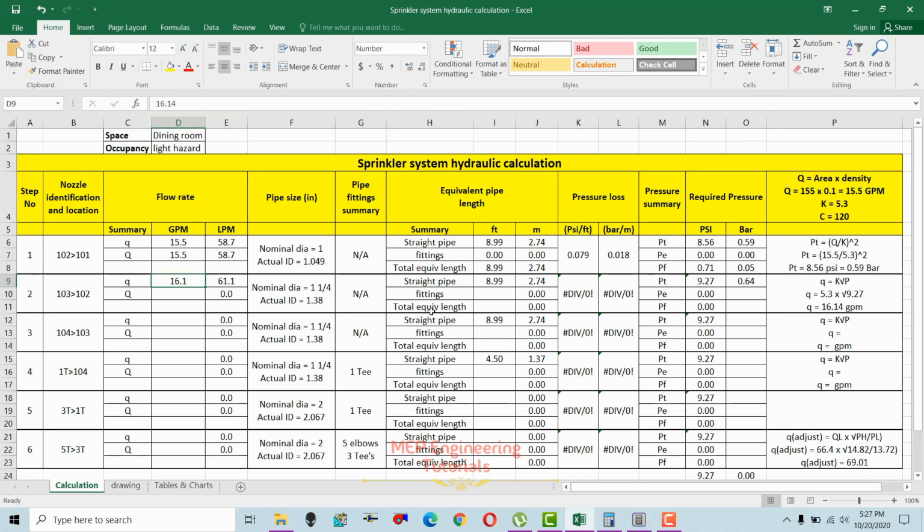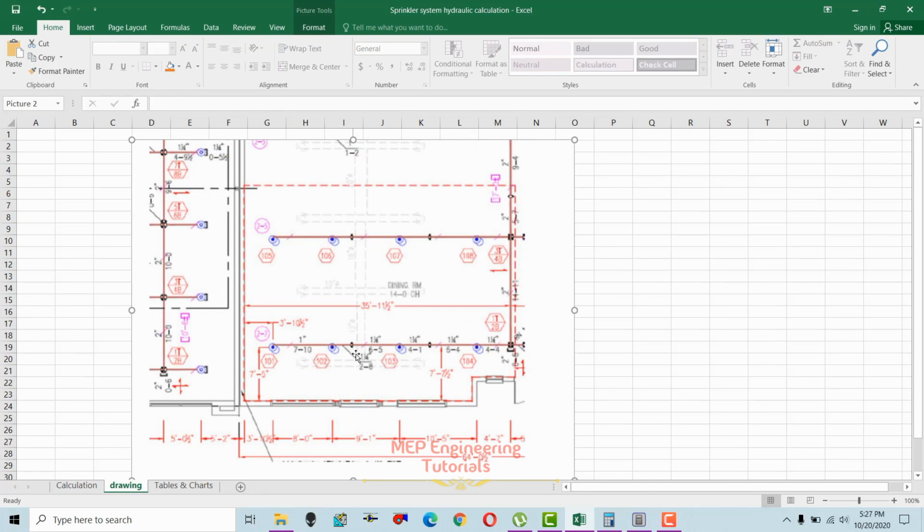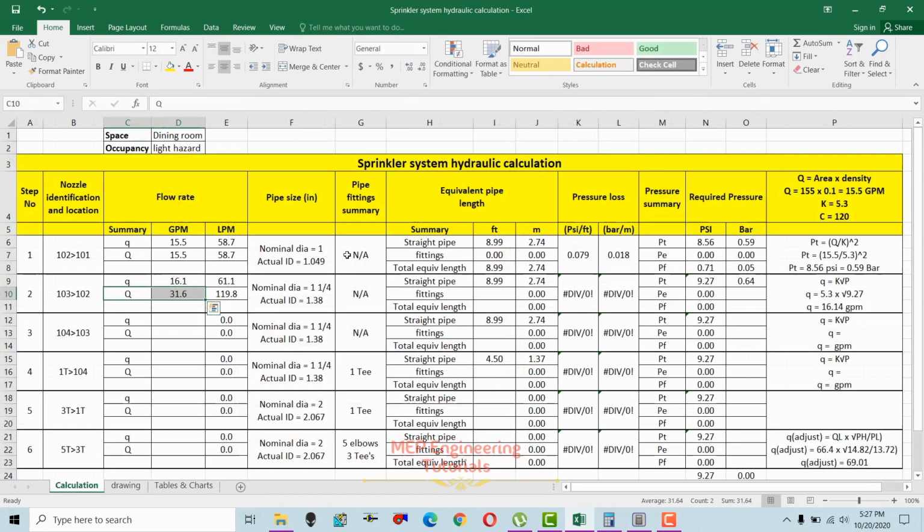And then how will we get the capital Q? Capital Q is nothing but the sum of these two, the previous one plus the one which we calculated now. So that means the flow rate at this point is 31.6 GPM, which is 119.8 liters per minute. The straight length of pipe we already have, this is 8.99 feet. There is no fitting, so it's 0. Total equivalent length equals straight pipe plus fitting, that is 8.99.